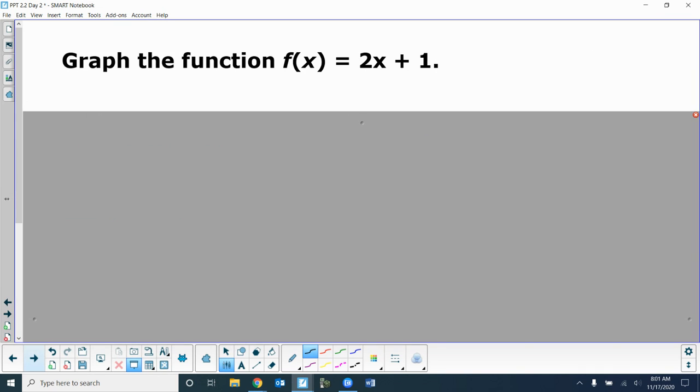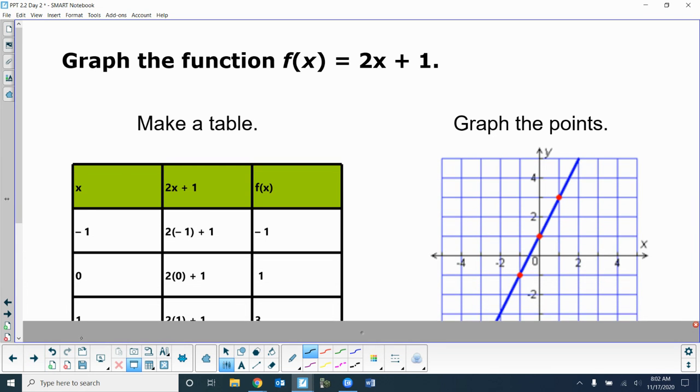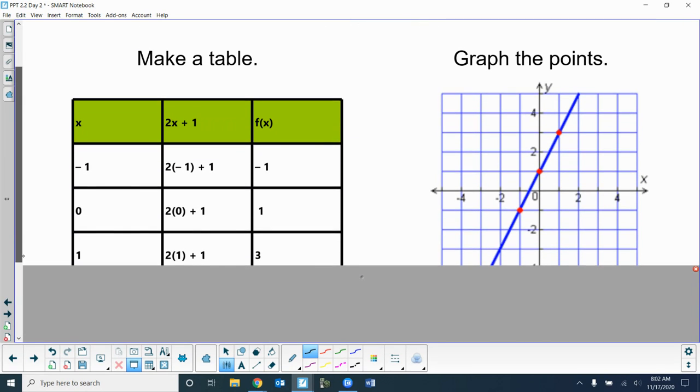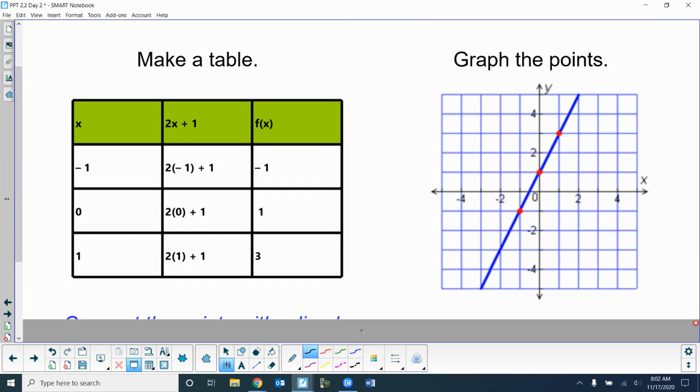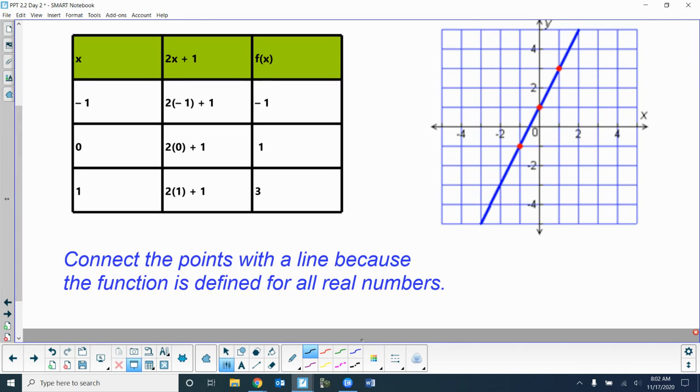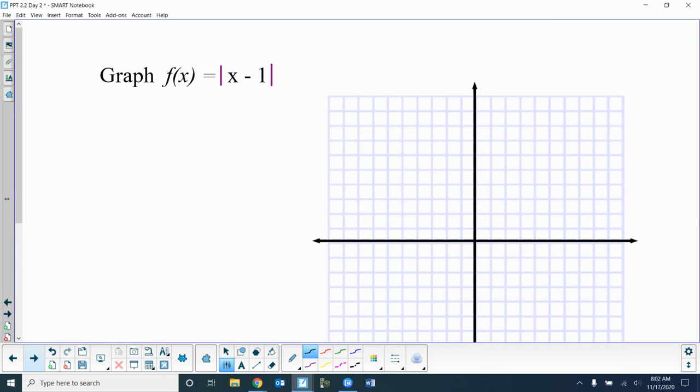Okay. When we do that, you can put it in your calculator if you want, or make an XY table like we did last week. We went over this a little bit. Okay. 2 times -1 is -2 plus 1 is -1. 2 times 0 is 0 plus 1 is 1. 2 times 1 is 2 plus 1 is 3. Now you can connect them because it's an equation. Okay, an equation form or function form. My domain would be all real numbers.